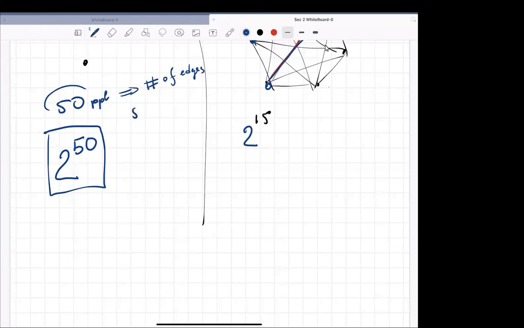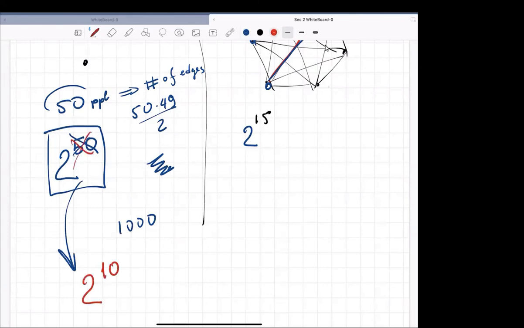1,225. Did you compute 50 times 49 over 2? No, I used the 50 choose 2. Yeah, that's the same thing. So that many edges, right? About 1,000-ish. 1,225. Okay, so let's say 1,000. So what am I computing then?